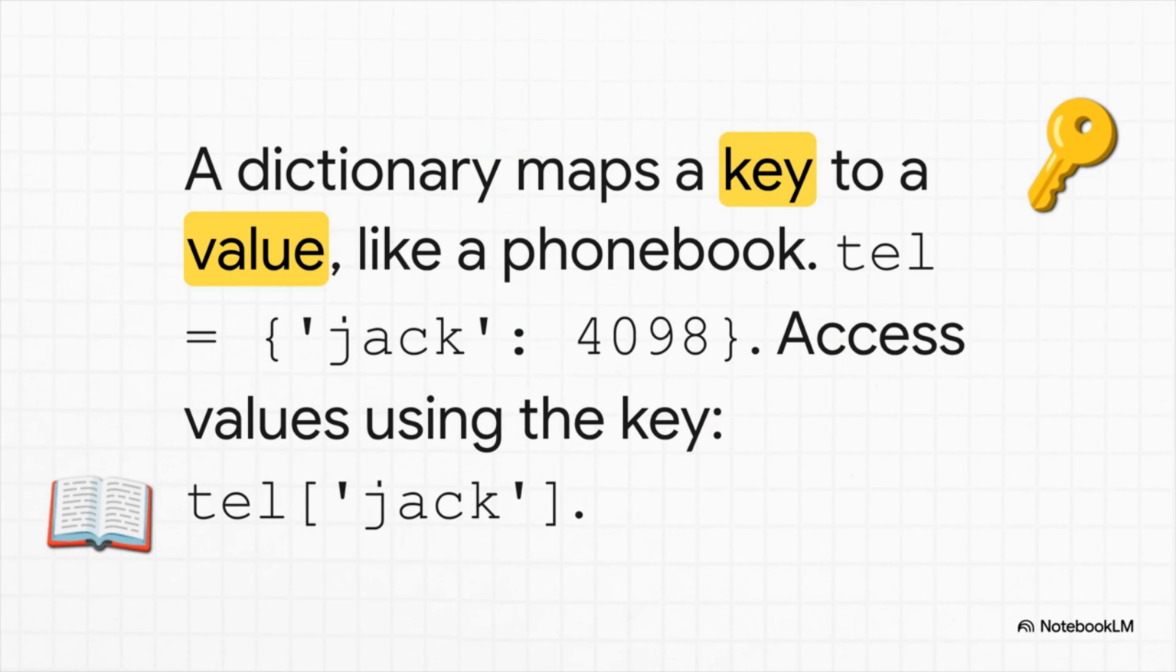Here's a perfect example: a simple phone book. The names are the keys and the phone numbers are the values. Now, if I want to find Jack's number, I don't have to know what position it's in. I just use the key I already know, Jack, and it instantly gives me back the value. It's an unbelievably fast way to look up data.